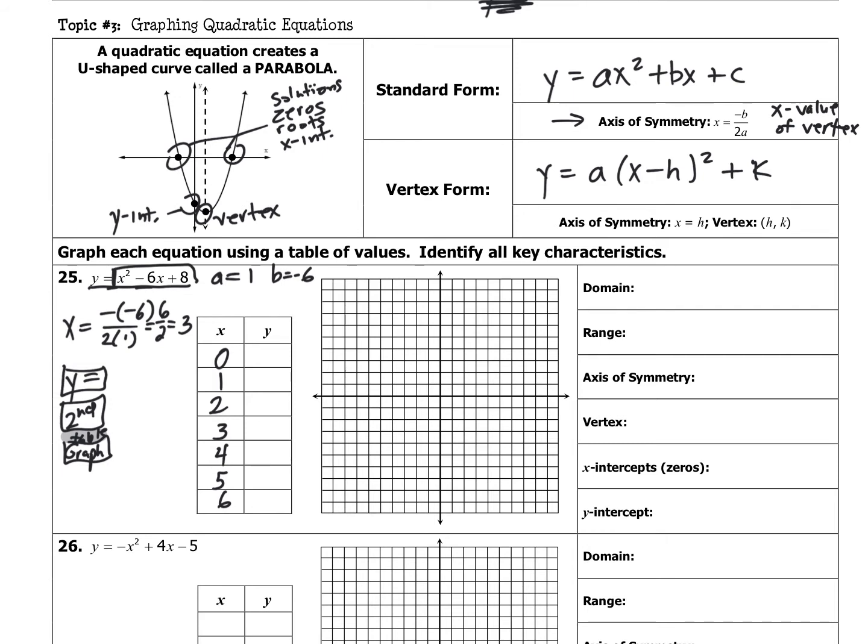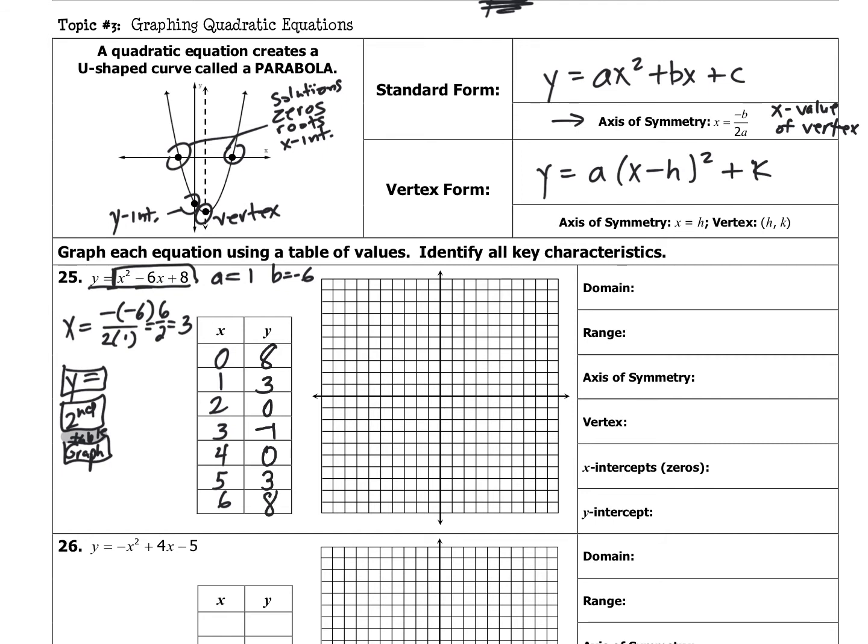You can do this by hand, just by substituting the x values into the equation and solving for y, but obviously that takes a lot longer. The y values, because I've already done this, are 8, 3, 0, and -1. They mirror over the vertex. That's why it's called the axis of symmetry, because the graph is symmetrical on both sides of the axis of symmetry. So the y values mirror: 0, 3, 8.